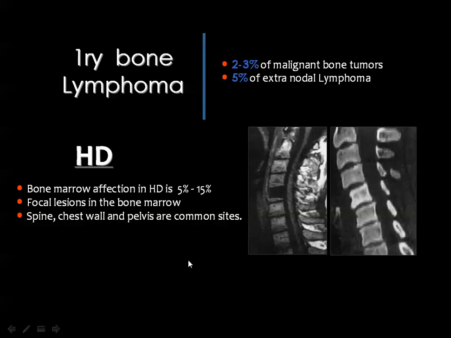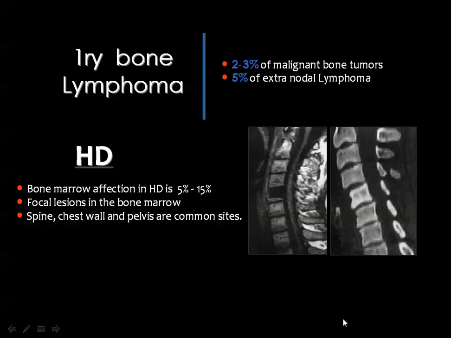Lymphoma of the vertebral column is seen in 2 to 3% of malignant bone tumors. Lymphoma represents 2 to 3%. And lymphoma of the bone represents 5% of extranodal lymphoma. It may be in the form of Hodgkin disease or non-Hodgkin lymphoma. One of the common appearances of lymphoma in the spine is the presence of a sclerotic vertebra.